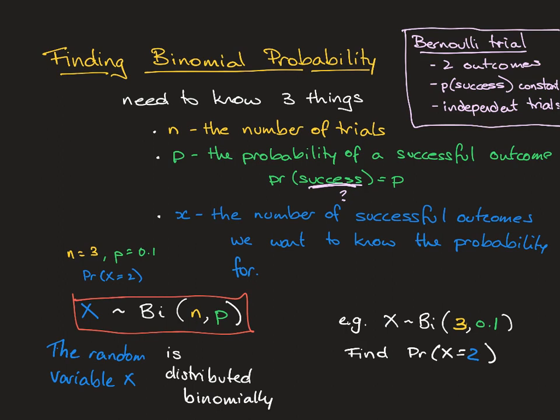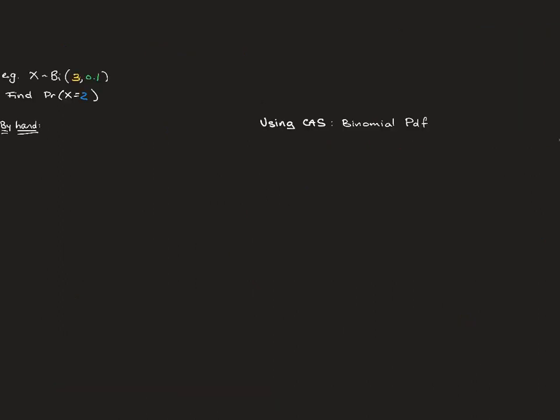For example, if we do have a Bernoulli situation and x is distributed binomially with n as 3 and p as 0.1, we might be asked to find the probability that x is equal to 2. I'm going to show you how to do that by hand and using CAS. So here we go, let's do this by hand.